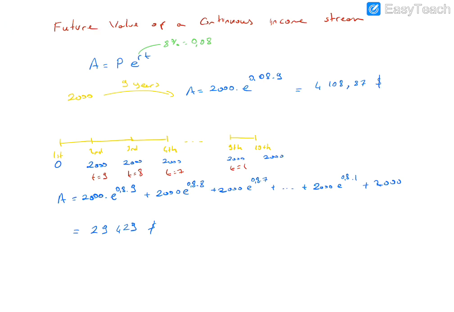Actually, this amount underestimates the future value of the continuous income stream because deposits are made only once per year. Okay, so after each year we deposit. I would like to emphasize one more time: this amount underestimates the future value of the continuous income stream because deposits are made only once per year, not continuously.